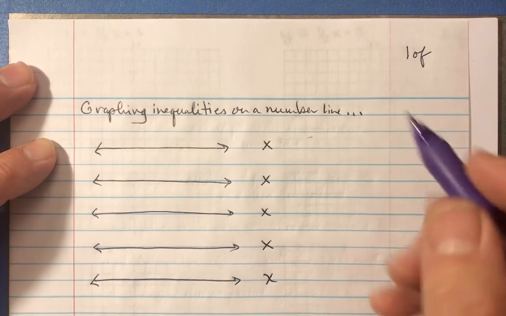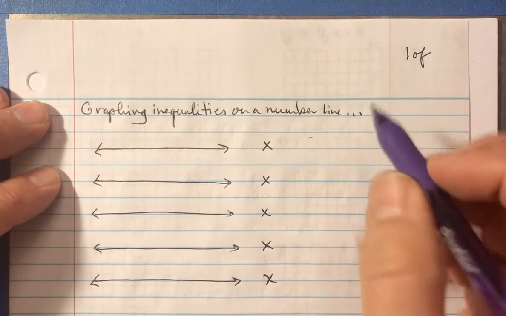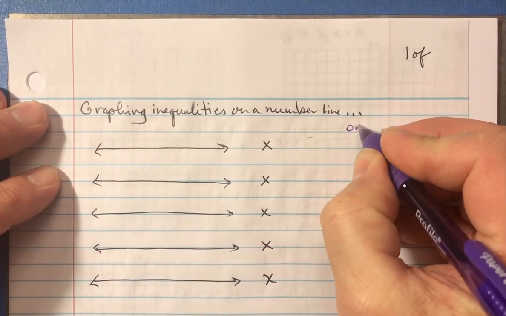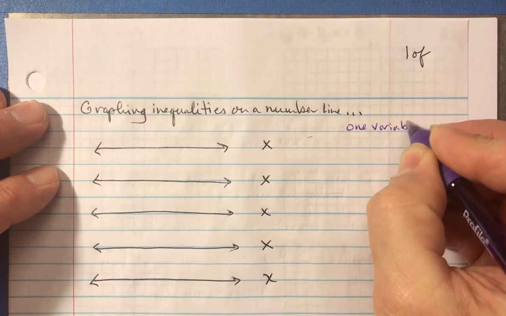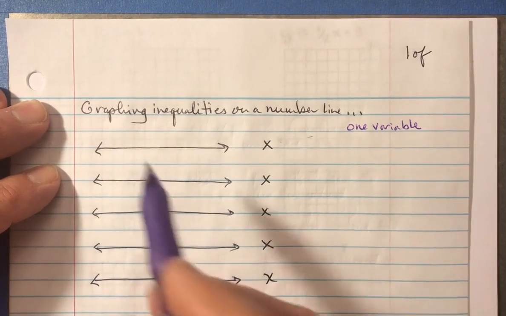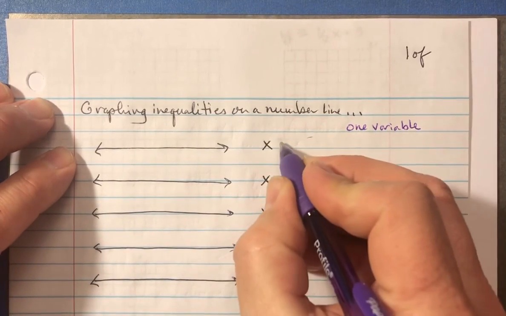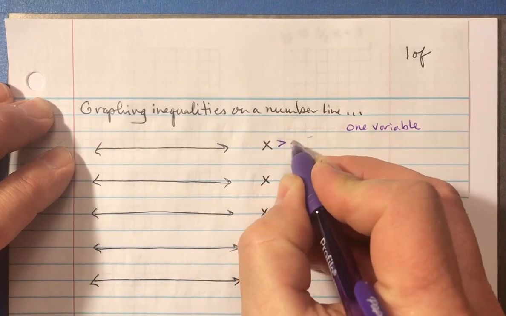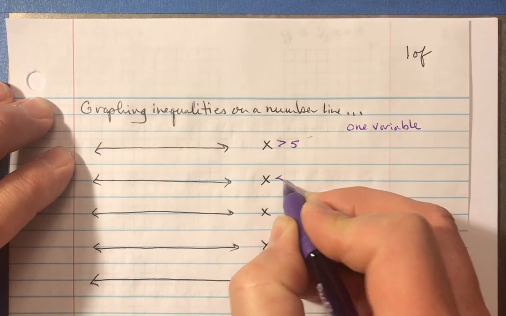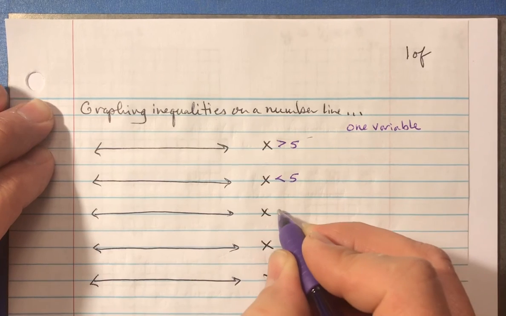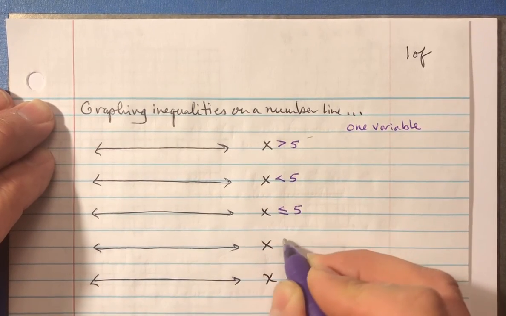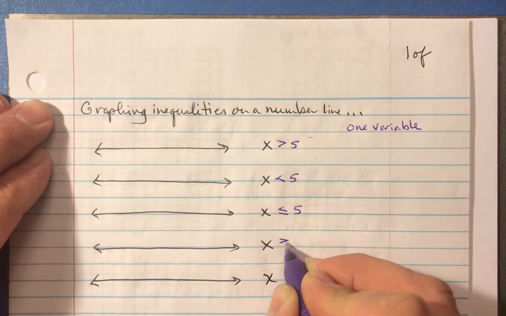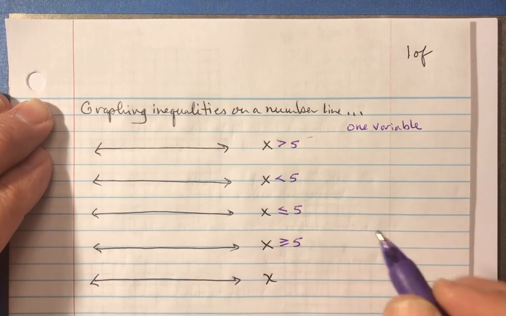Now, when we graph inequalities on a number line, we're really talking about graphing using one variable. So we used to have inequalities like this: X is greater than 5, or X is less than 5, or X is less than or equal to 5, or X is greater than or equal to 5.